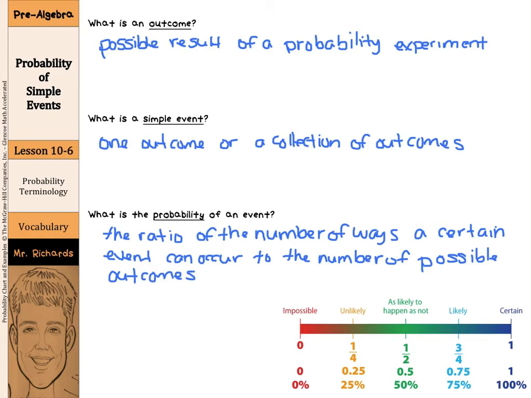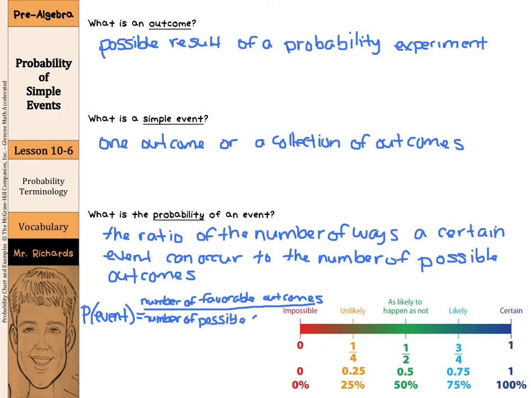And this can be expressed as the probability of any event is going to equal the number of favorable outcomes over the number of possible outcomes.